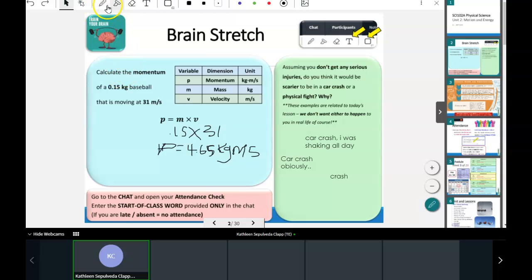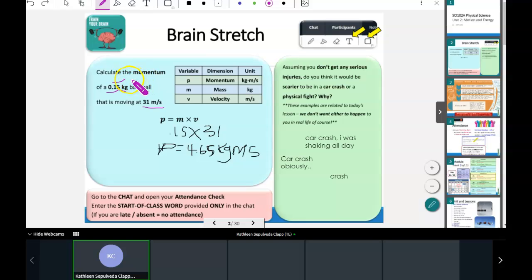So let's go through this really quickly. We're looking at calculating the momentum, and I'm going to change my color. I don't like black. Here we go. I'm going to calculate the momentum of a 0.15 kilogram baseball that is moving at 31 meters per second. Again, units are going to tell us everything on what the variable is going to be. So 0.15 kilograms, is that going to be mass or velocity? Who can tell me in the chat box?